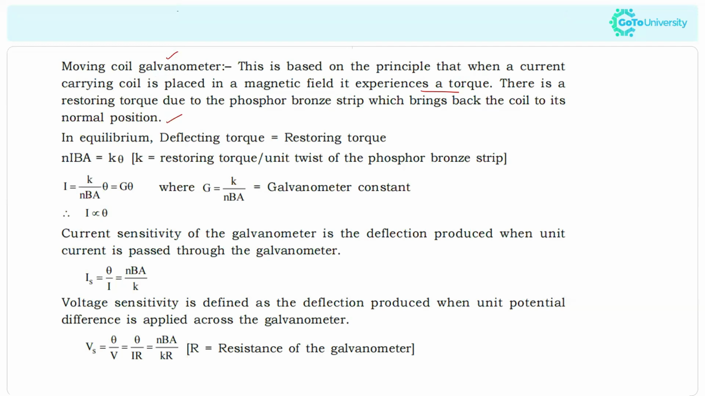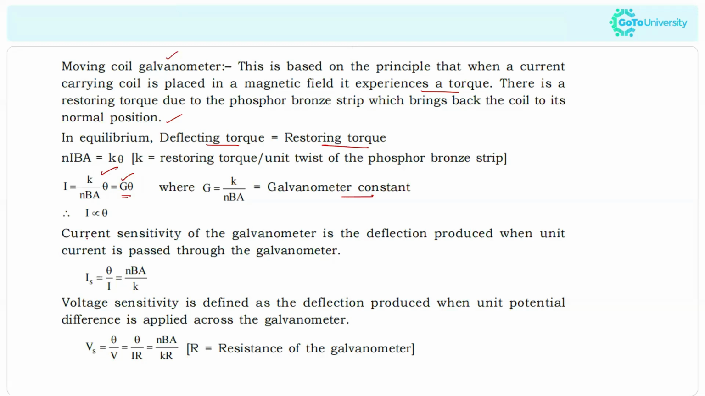So the formula we will use for the moving coil galvanometer is I = KNBAθ, which will be equal to Gθ. Here G is representing the galvanometer constant, and usually when there is an equilibrium position, we will say deflecting torque will be equal to restoring torque. From that only we will derive this equation. I hope you people did it.